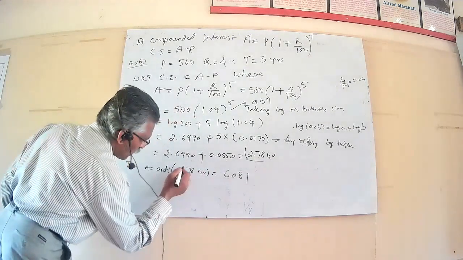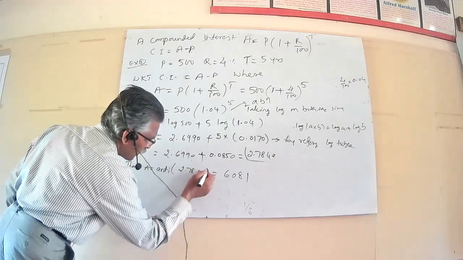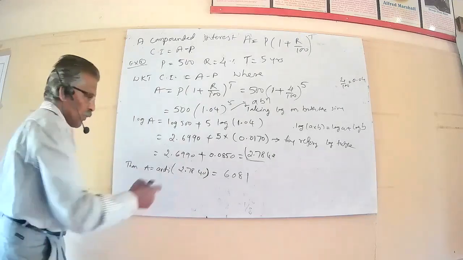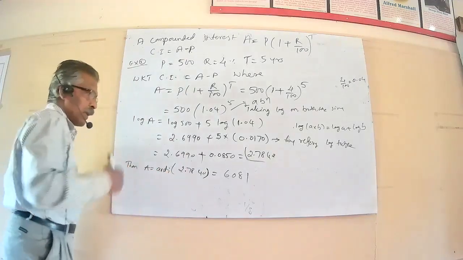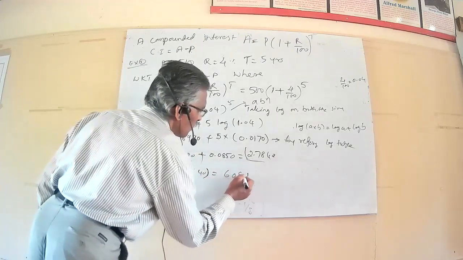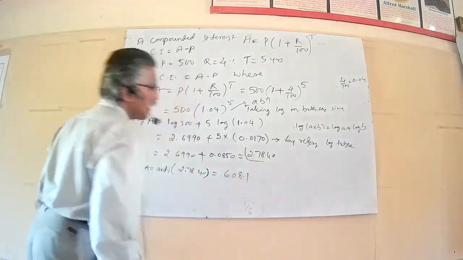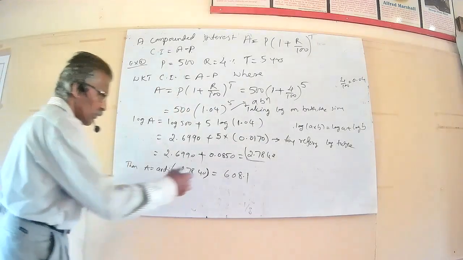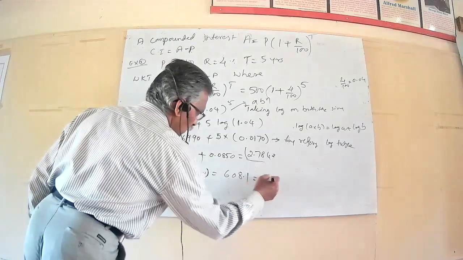So the decimal point is here, the characteristic part is 2. So we have to place the decimal point after 3 digits from the left side. So this is 608.1. This is the answer. This is A.